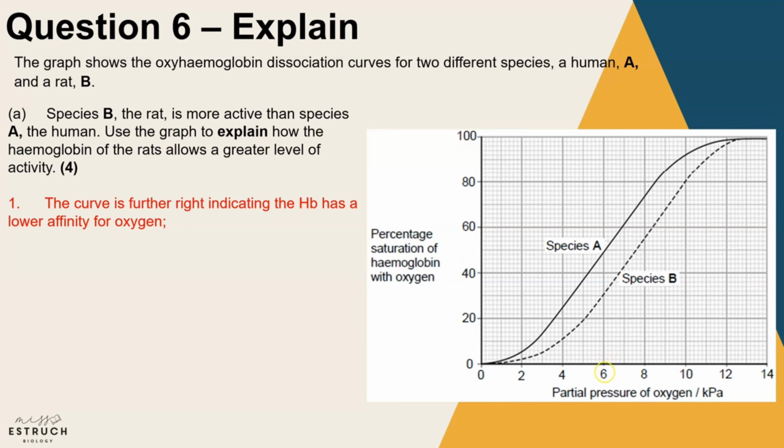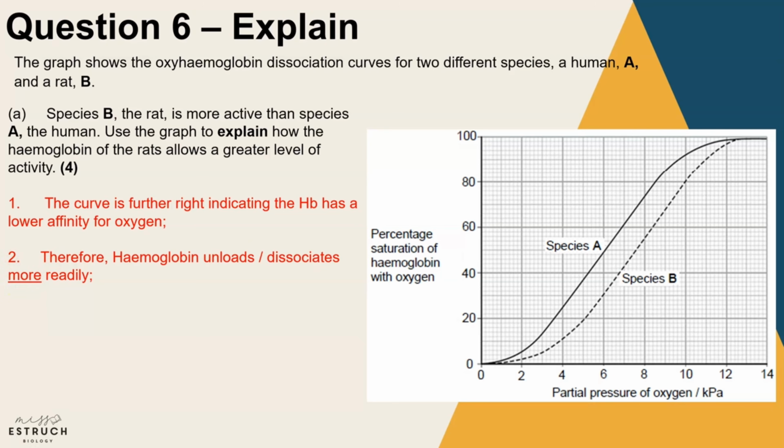So I'm going to go for 6. At the same partial pressure, which just so happens to be 6, we can see species B is only 30% saturated, whereas species A is around 50% saturated. So because species B has a lower saturation, it must have a lower attraction, a lower affinity for oxygen. So that is what the second mark is. Therefore, it means the hemoglobin must be unloading or dissociating the oxygen more readily.